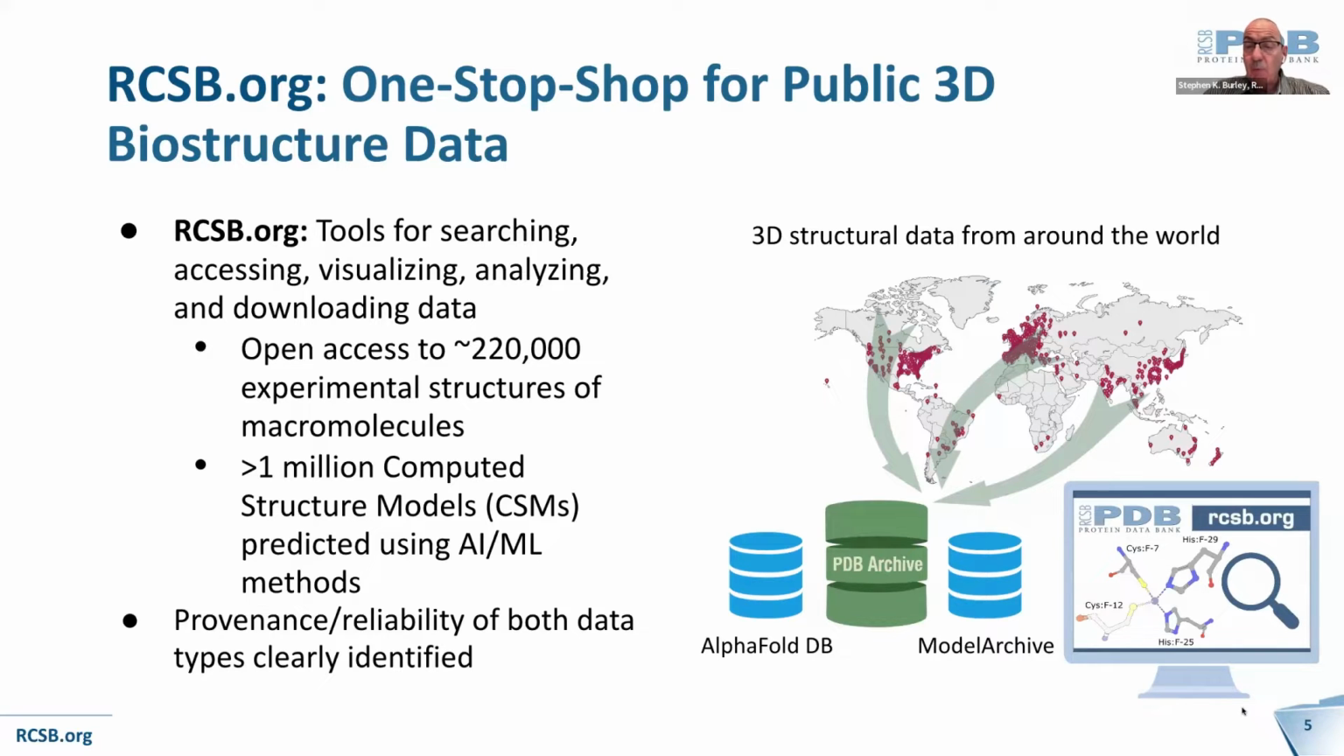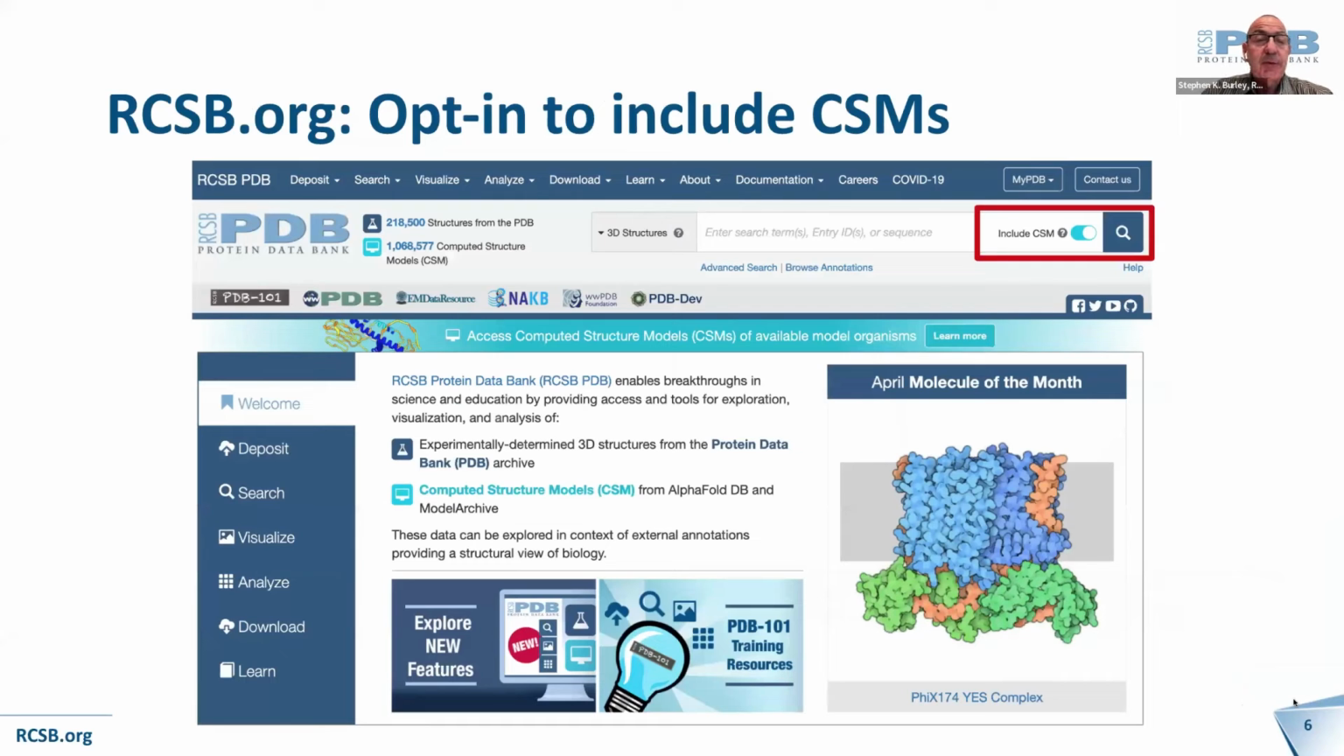Now, I have one more slide to show before I introduce Jana. This is perhaps the most important slide of the entire presentation. It shows you how to opt in on the rcsb.org homepage to include computed structure models, CSMs, in the results of any searching you do. A similar toggle will appear on the advanced search page that you'll be provided access to in a few moments.